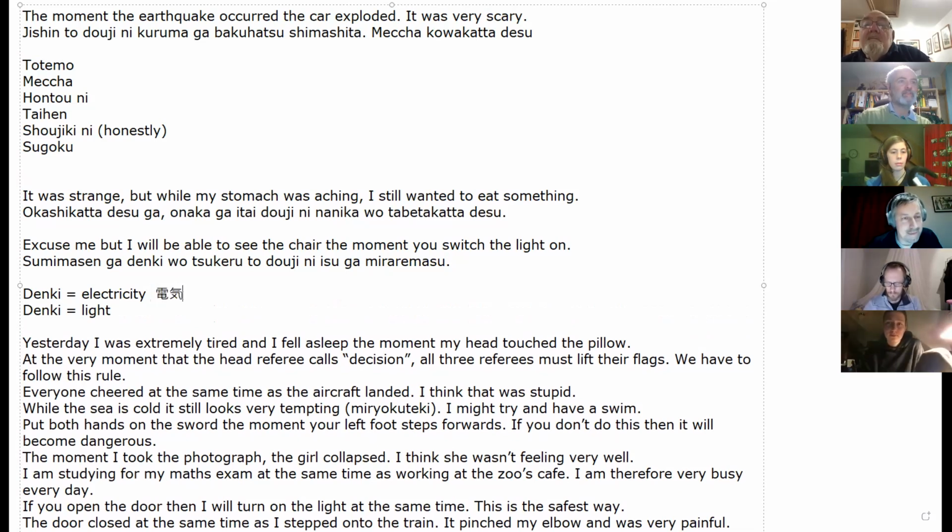Denki. This means electric energy or electric steam or electric breath. It's the same ki that you talk about when you talk about chi and kiken, tai chi and that kind of thing. And then denki, this one, this is light, but actually means electric appliance, really. But it's used to mean light. So when you say denki o tsukeru, this can mean both turn on the electricity or turn on the light.